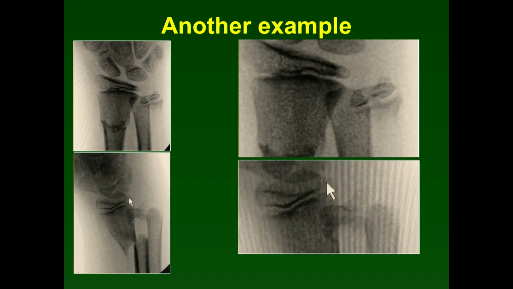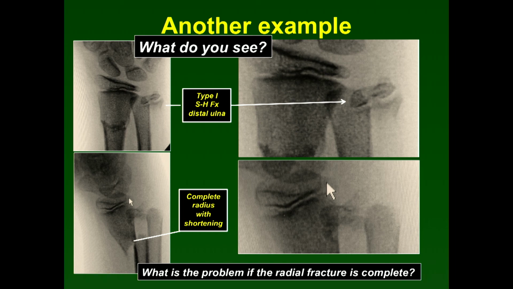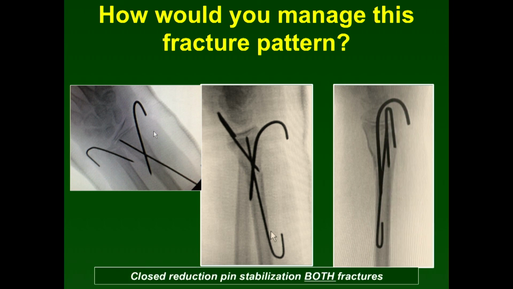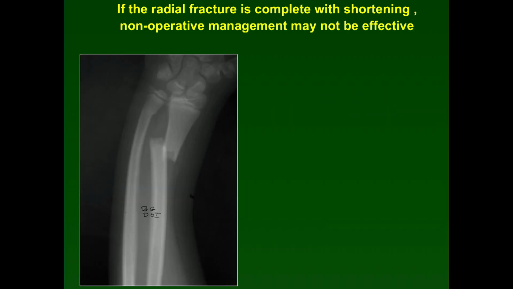Here's another example. This one has a complete fracture of the distal metaphysis, and it's going to be unstable. Especially if you have this type 1 fracture. So the problem here, if the radial fracture is complete, it too is length unstable. So then you have to do something to stabilize the radius. And in this one, it was easy to stabilize it with cross pins. I think I might have used intramedullary pins, but the distal radius was reduced and stabilized.